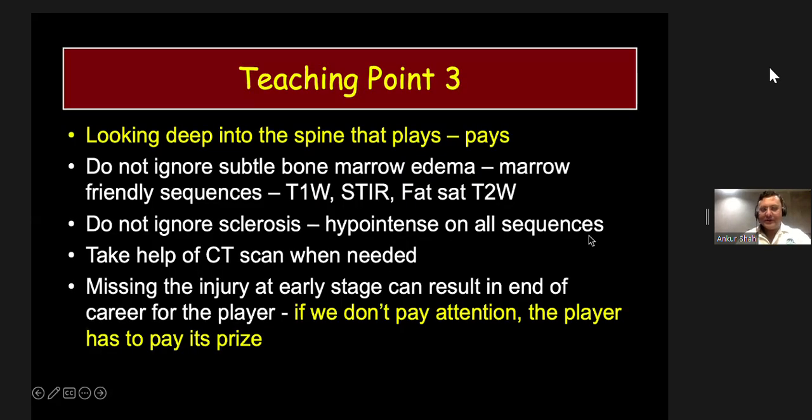So look for the acute as well as chronic changes. Look deep into the spine, it pays you off. It will definitely help you to detect those areas. Don't ignore those subtle areas of marrow edema. See them on the marrow-friendly sequences, which are T1, STIR, or fat-suppressed T2. Do not ignore sclerosis, which is hypointense on all sequences, because it suggests chronic stress-related changes and it is not a normal spine. Take help of a CT scan or have a deeper, more detailed look at the radiograph whenever needed. Missing the injury at an early stage can result in the end of career for the player. So if we don't pay attention to these subtle changes, the player has to pay the price by probably ending his career prematurely.